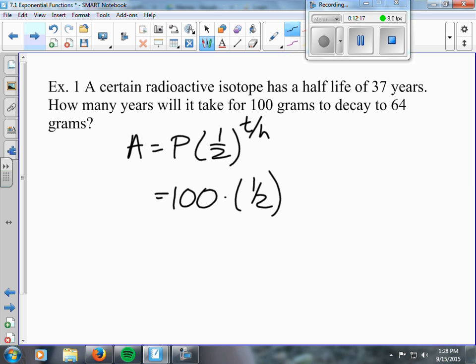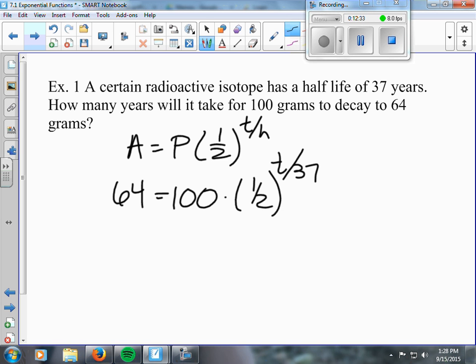I'm figuring out the amount of time it has taken, and my half-life is 37, and the amount of time it takes to get to 64, for my amount to be 64. And now I'm going to solve this equation. I want you to be very careful about how you solve for T here.